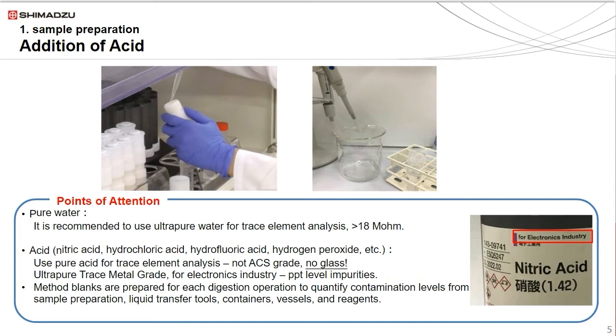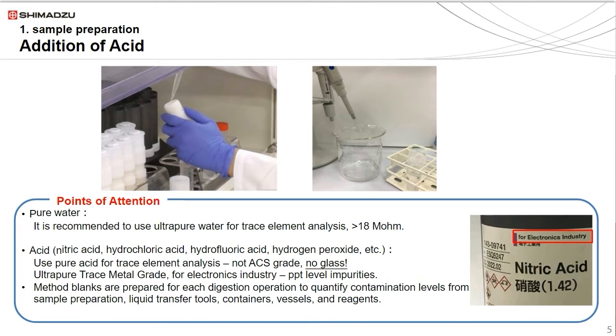Ultra-pure trace metal grade for electronics and semiconductor industries offers the lowest level of contamination, PPT levels of impurities, and is recommended for the best possible detection limits in your method. Any background will increase the signal-to-noise ratio in your blanks and affect the method detection limit calculations during method validation, determined by measuring multiple method blanks and calculating the standard deviation.